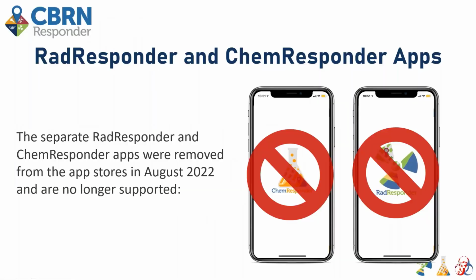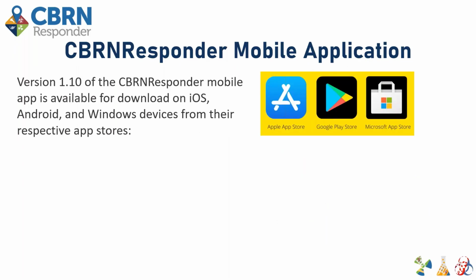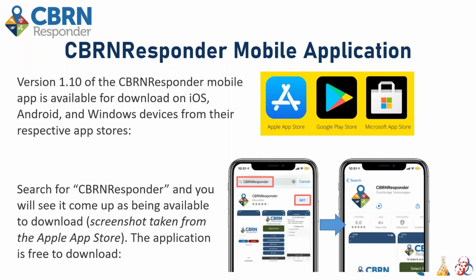The separate RadResponder and ChemResponder apps were removed from the app stores in August of 2022, and they are no longer supported. Version 1.10 is the latest, and it's available for download on iOS, Android, and Windows devices from their respective app stores. This screenshot here is from the iOS App Store. All you need to do is search for CBRNResponder, one word, and you'll see it come up as being available. The app is free to download, and you should be all set.